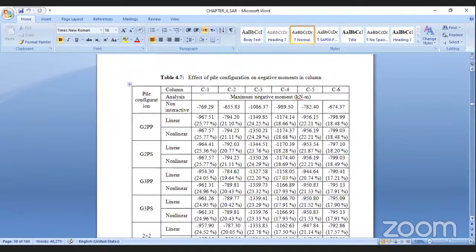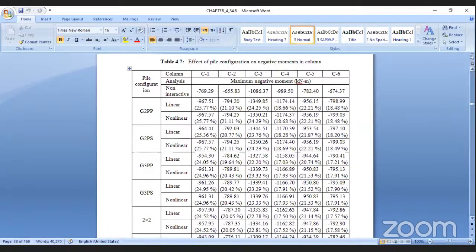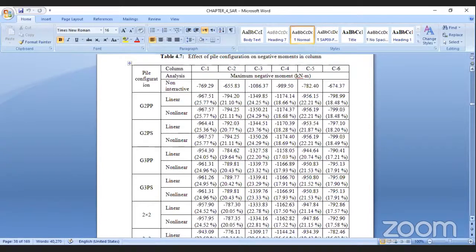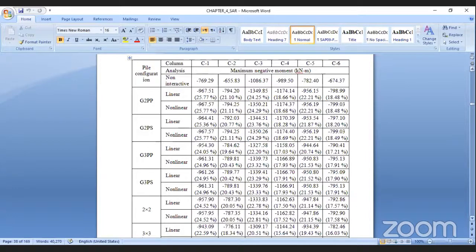So you can see that in this case, this is the table for negative bending moments on the columns, and these are now roughly increased by a maximum of around 25%. Column C1 is having the maximum increase in the bending moment, and that is to the tune of 25%. Then we are considering the effect of SSI, or effect of flexible foundations.